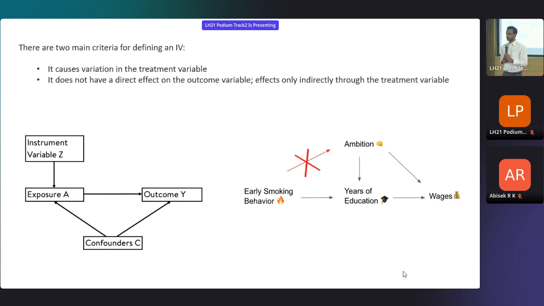There are other methods also to get around the effect of confounding, which Shomajit will be taking you through. Inviting Shomajit.